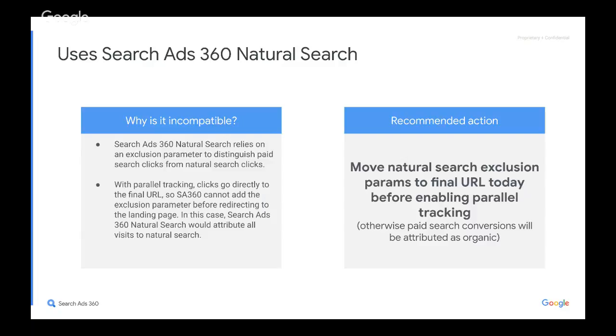If you're using natural search, then it's important, because natural search relies on exclusion parameters, to move those exclusion parameters to the final URL before actually enabling parallel tracking. If that's not done, what will happen is essentially that paid search conversions will be attributed as organic, and this would draw a false picture. So move them to the final URL before enabling parallel tracking.